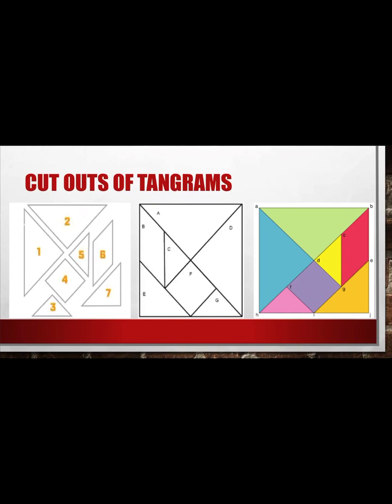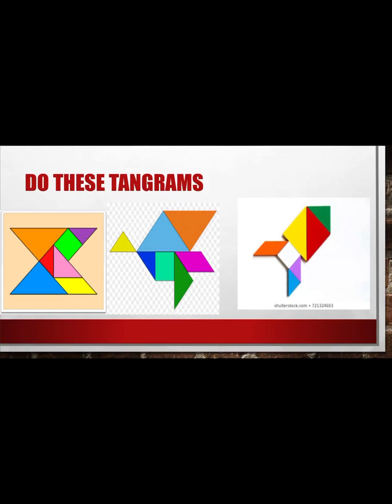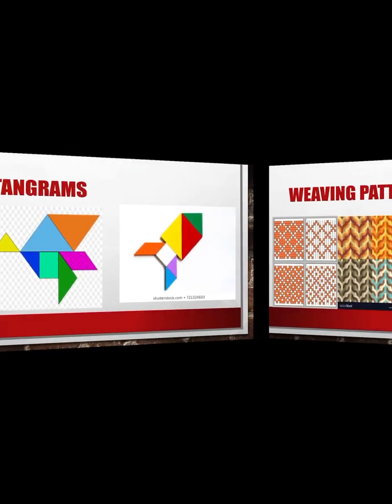Now cutouts of tangrams, how will you make them? First you have to cut out the shapes and then you have to join them. Only then can you make the different tangrams of birds and animals. Now you have to do these tangrams in your copy. Cut out the shapes and add them like this. You will get beautiful tangrams.